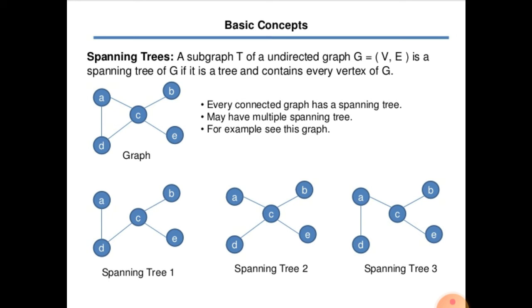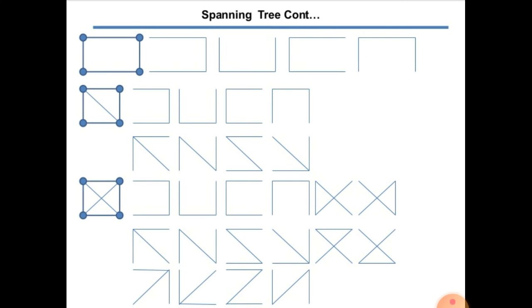Okay, so keep in mind in a spanning tree the number of edges should be the number of nodes minus 1. So here in each case the number of edges is 4 and the number of nodes is 5. Here is another example. The first contains 4 nodes, so the number of edges should be 3. There are 4 spanning trees for that particular graph.